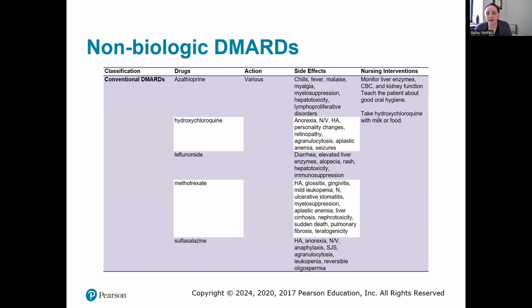So then we have leflunomide. With this one, you have diarrhea. It can elevate your liver enzymes. It is also hepatotoxic. You have alopecia, rash, and of course, immunosuppression.